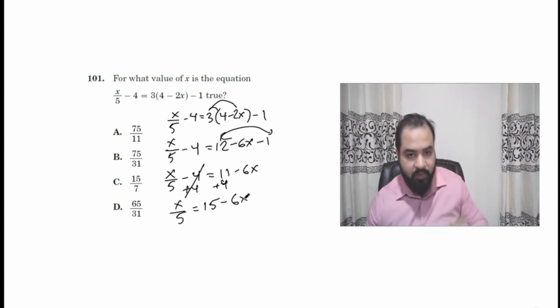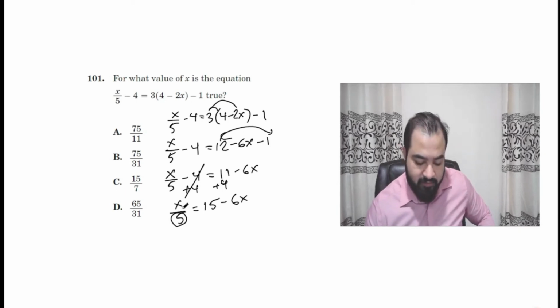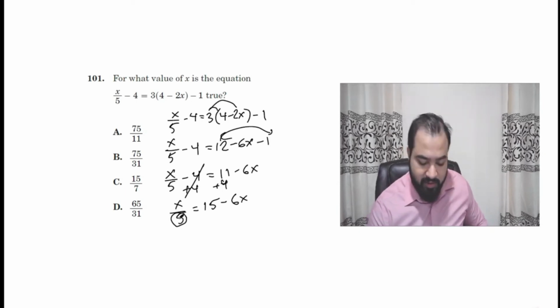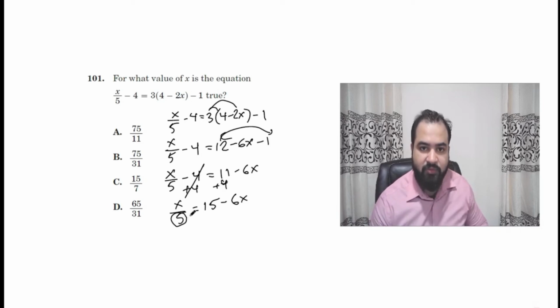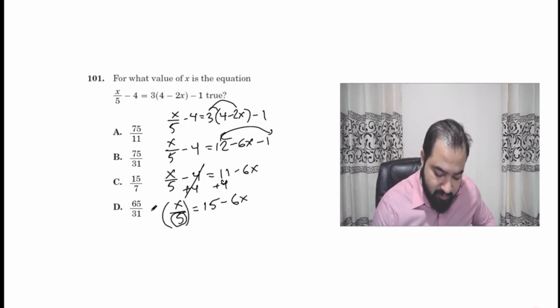Now I'm going to show you a shortcut. You see x over 5, we have a denominator of 5, but we don't like to deal with fractions. So in order to get rid of the denominator of 5, we'll have to multiply. This x is divided by 5, so we have to do the inverse operation. We'll multiply by 5, but we have to multiply each and every term by 5: this one by 5, 15 by 5, 6x by 5.